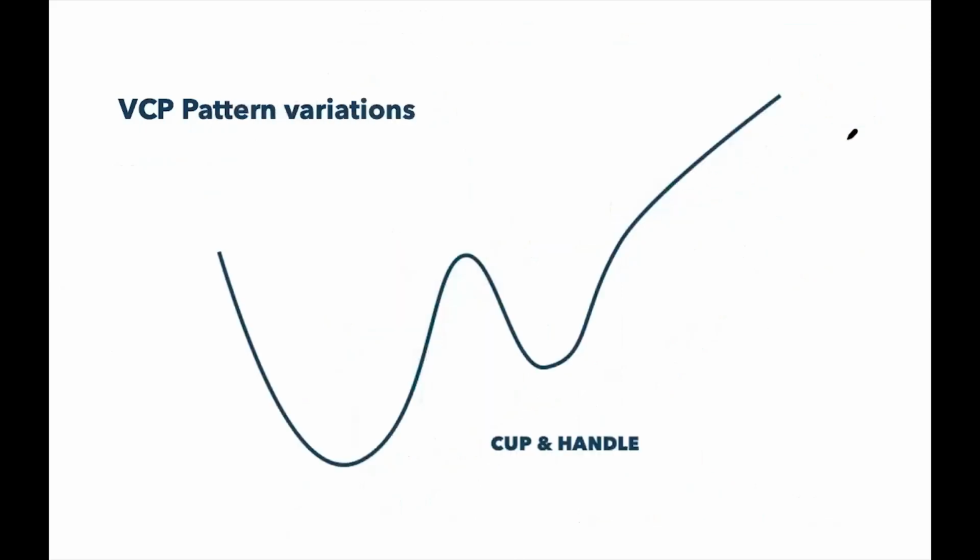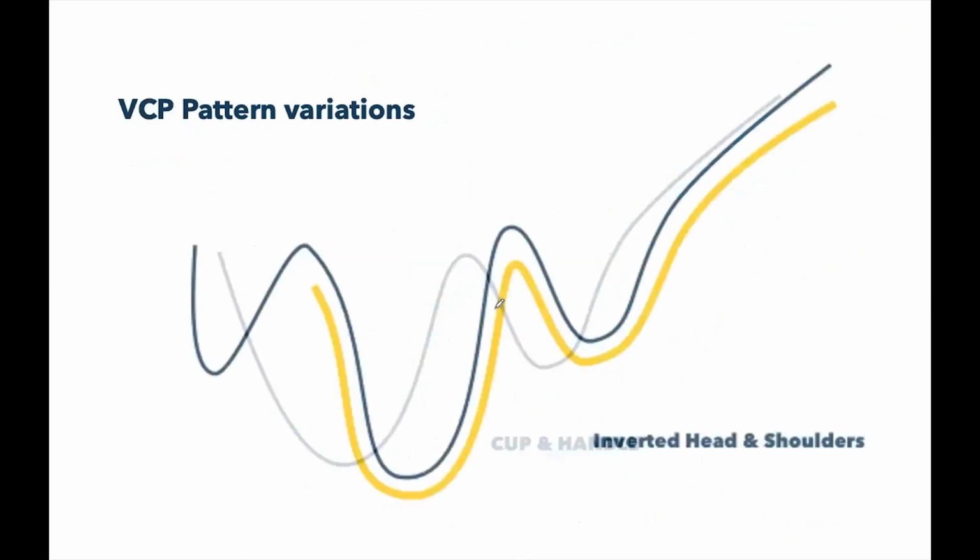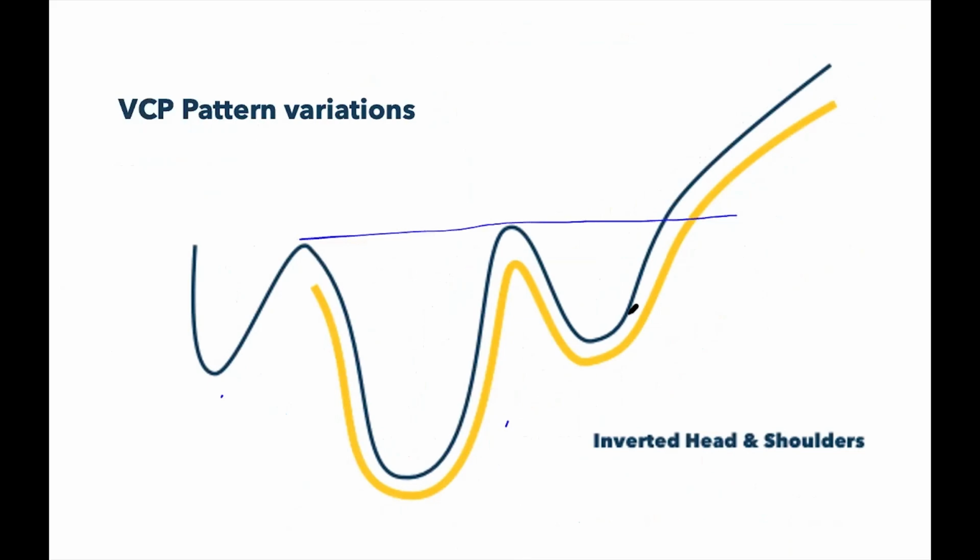There are a couple of variations of the VCP pattern. The standard 2T pattern is called cup and handle. If you see, this is the shape of a cup, and this is the handle of that cup. Again, a fancy name: the pattern is called cup and handle, but underlying it, it is a VCP pattern only. Also, in the case of head and shoulders, if it's an inverted head and shoulders, you can see that this also comprises a VCP pattern. If you just assume this part, this again is a 2T VCP pattern.